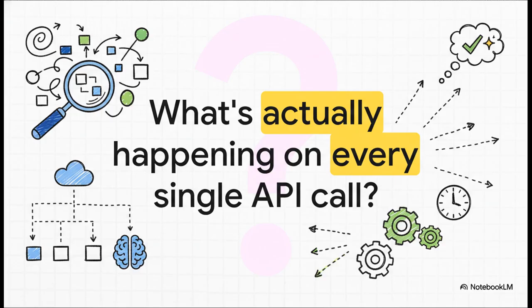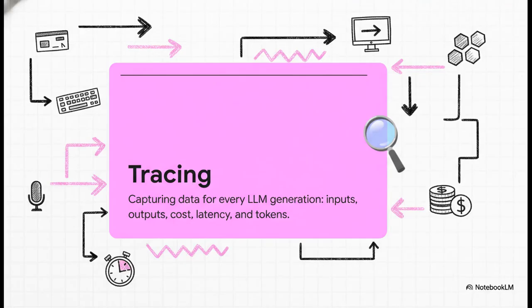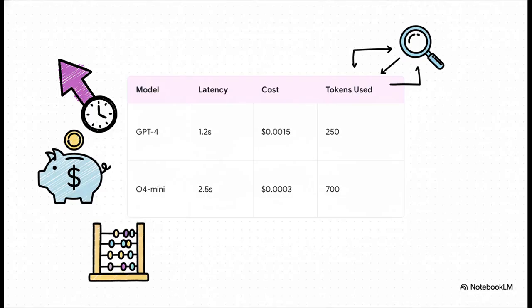Observability takes you from just wondering what went wrong to knowing exactly what happened, every single time. How does it do that? Well, the key mechanism here is called tracing. For every single LLM generation, Langfuse grabs all the critical data. I'm talking inputs, outputs, cost, how long it took, how many tokens it used, the whole nine yards. You get complete visibility.